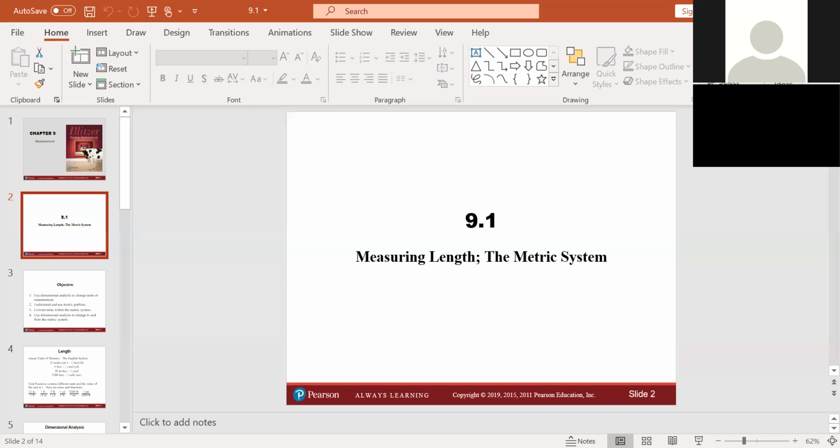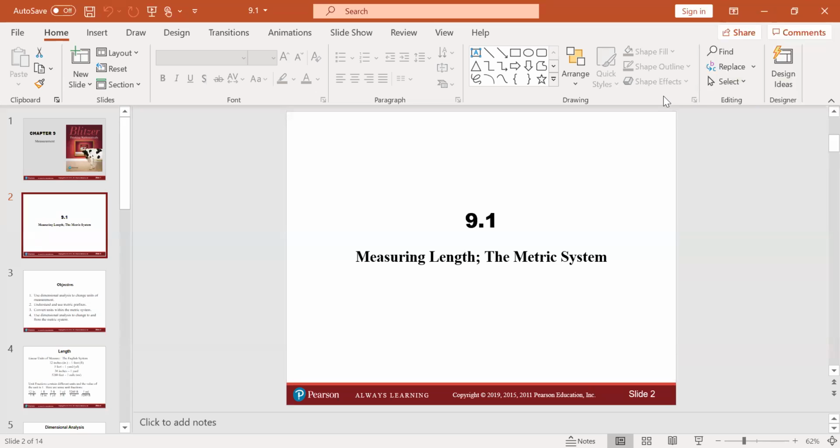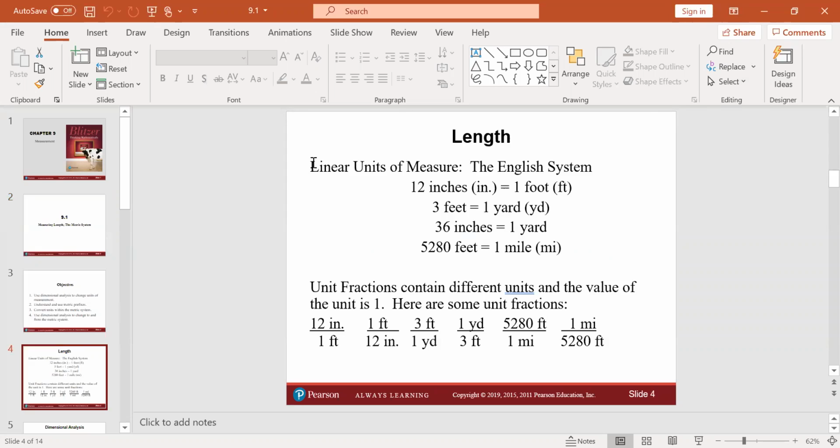So chapter 9 is going to be all about measurements. And really, the metric system is among those. We should have a basic idea of how measurements work.